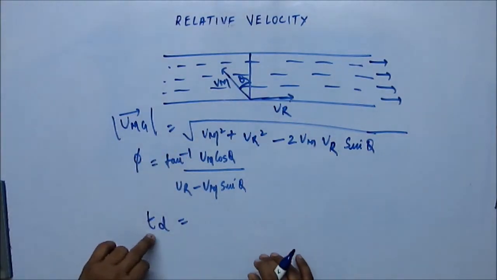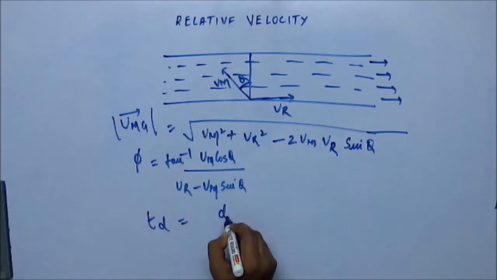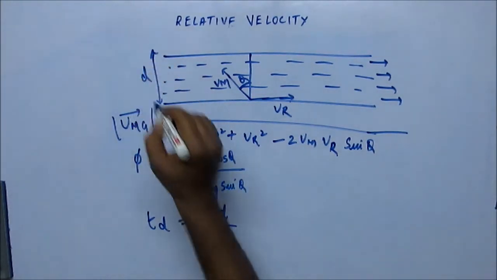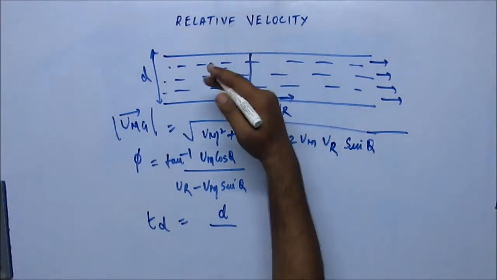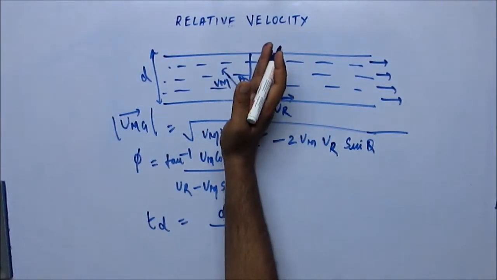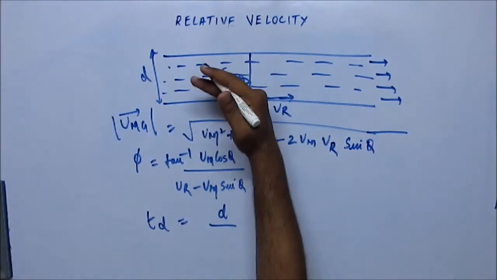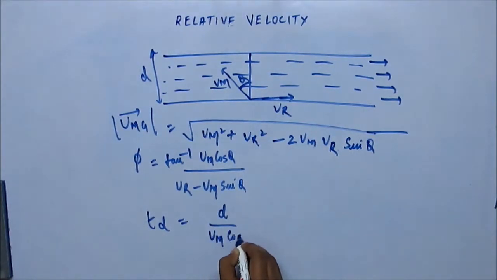So the time taken for the swimmer to go on the other side would be the distance that it has to cover, assuming that the width of the river is d, upon the velocity along that width, that would be Vm cos theta. Vm sin theta and Vr are perpendicular to this displacement. Vm cos theta is going to help. So d upon Vm cos theta. This is the time that it would take for the swimmer to go on the other side.